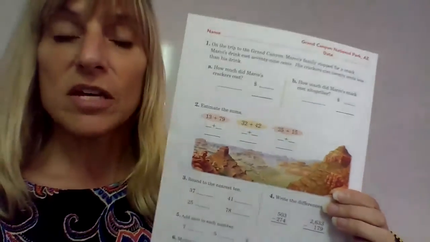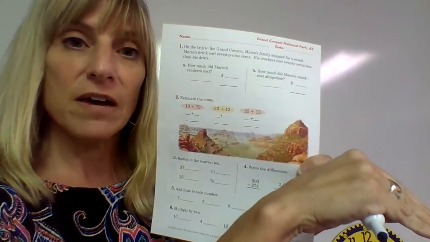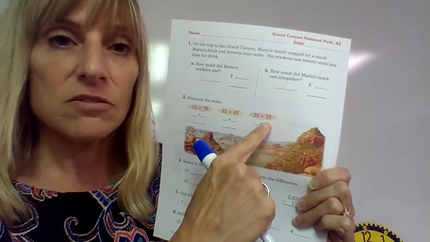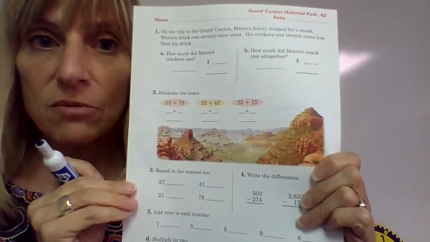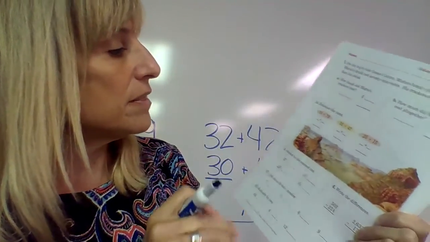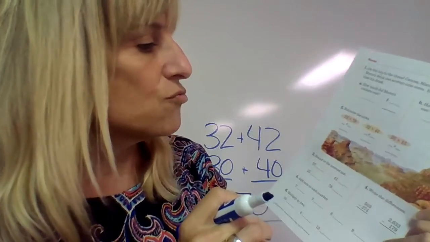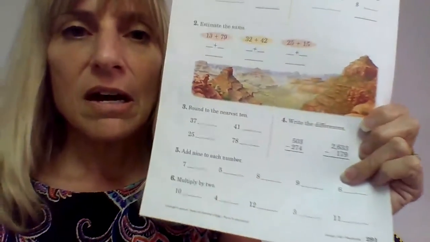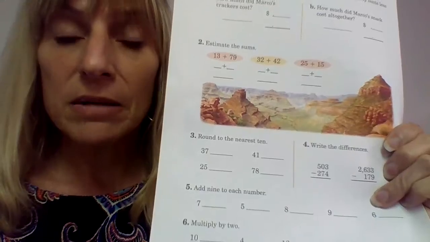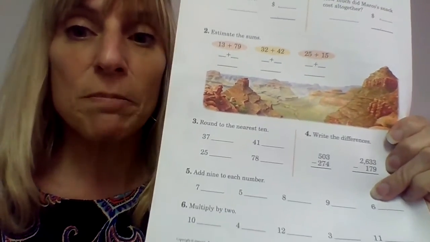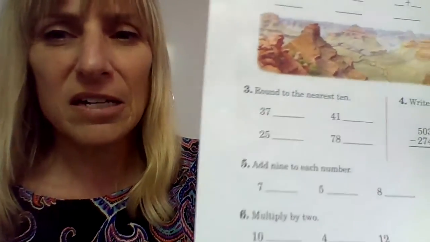Now that one's tricky because they both have 5s. 25, remember to round up. There's a 5 in the ones. 15, there's also a 5 in the ones. So you would round up. Okay? So I'm going to have you guys do that one on your own and I'll check it. All right. And then 3, rounding to the nearest 10s. I want you guys to do that section by yourself. Write the differences. I can already see in the ones house, the bottom is bigger. So please remember to borrow. Okay?